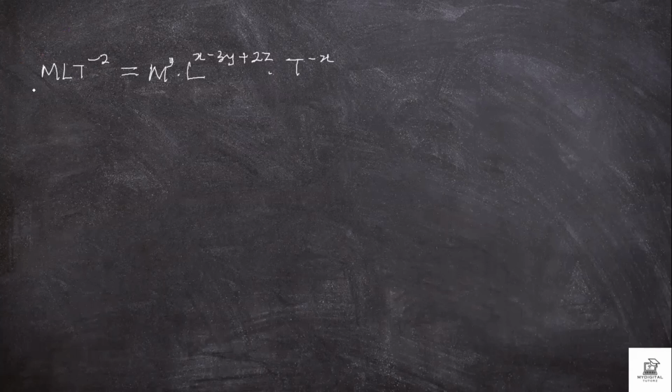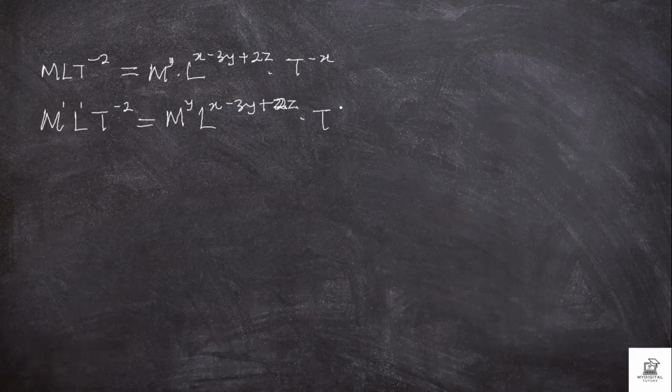Now, we are going to compare the two sides. Here, m is single, that is m raised to power 1. Same goes to L raised to power 1. So I'm going to have m raised to power 1 here, L raised to power 1 here, T raised to power minus 2 here, equal to m raised to power y, L raised to power x minus 3y plus 2z, right? Then multiplied by T raised to power minus x.